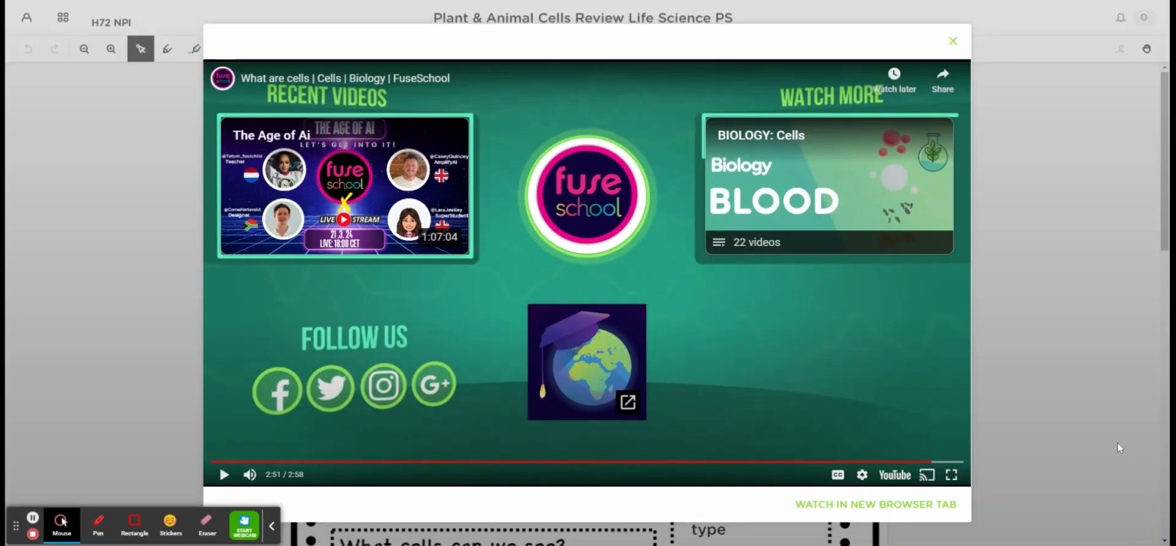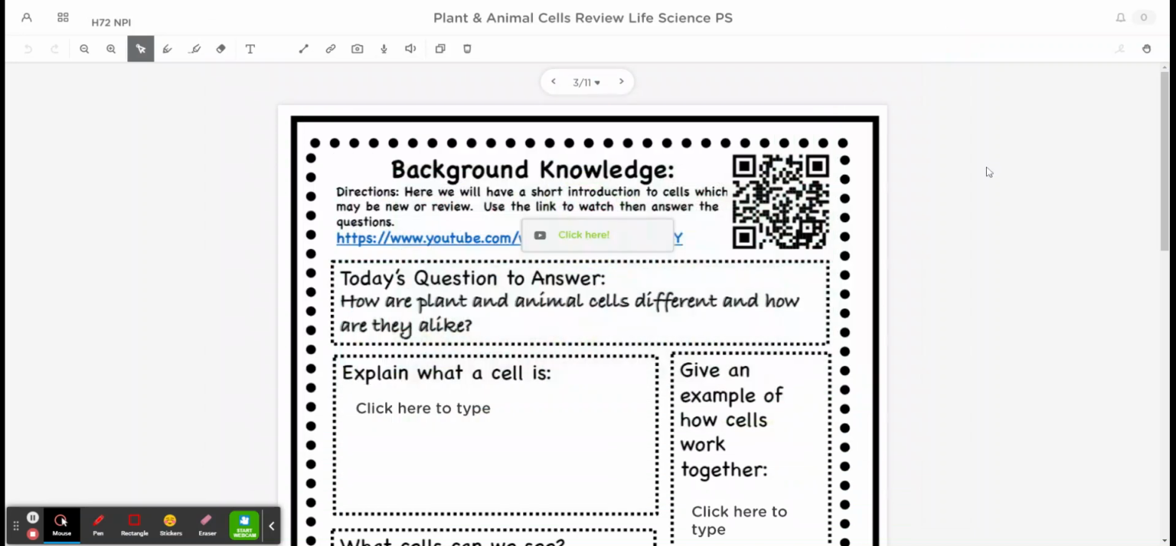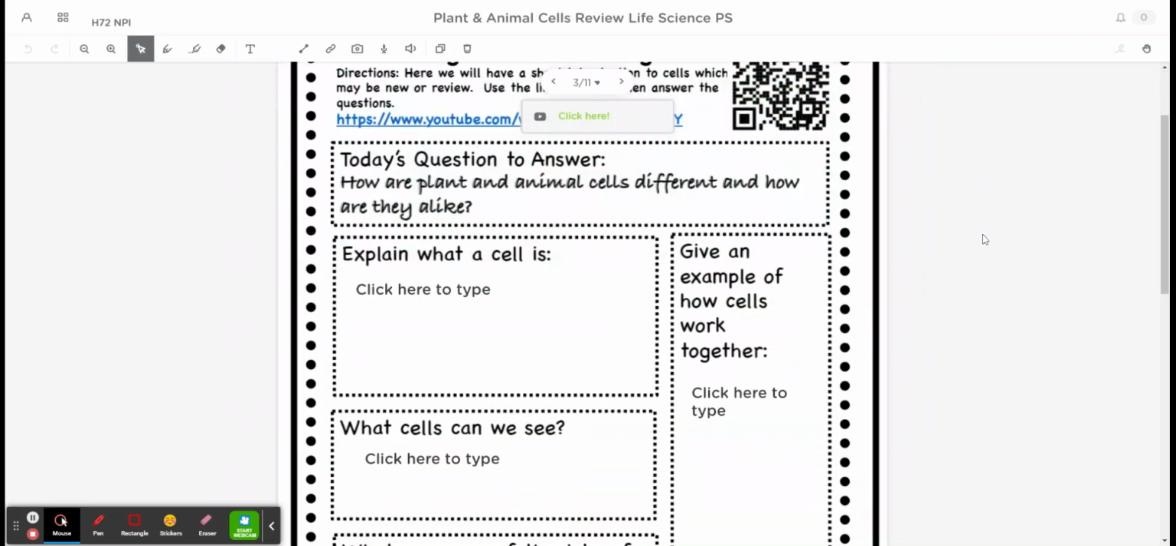Okay, so now that we watched that, we should be able to take a look at today's question to answer, which is how are plant and animal cells different and how are they alike? So the first thing is we want to explain what a cell is. There's a few different ways that you could explain this. You could simply say that cells are the building blocks of life.